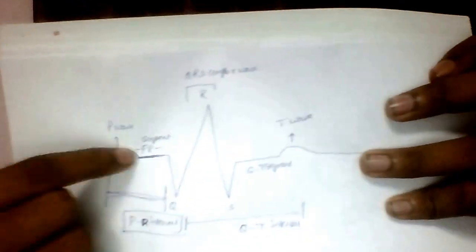You can see this P wave here. It indicates the atrial contraction. It lasts about 0.1 second. It indicates the electrical impulses passing throughout the atria. The P wave lasts about 0.1 second because the atrial systole lasts about 0.1 second.